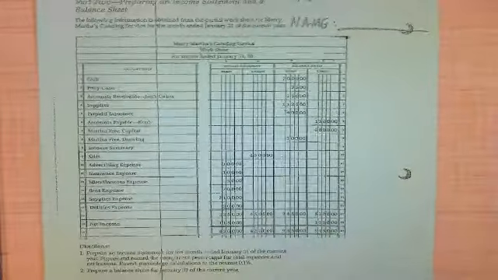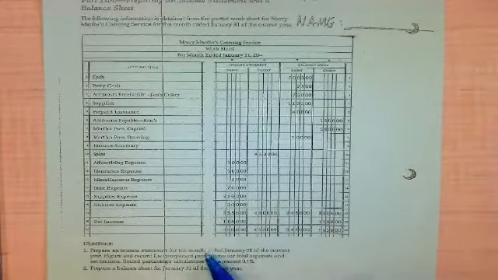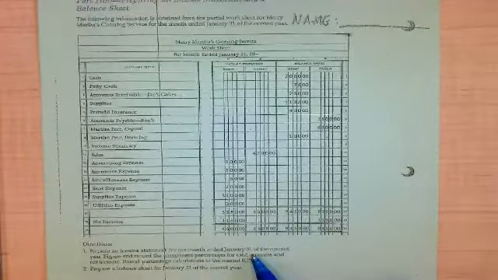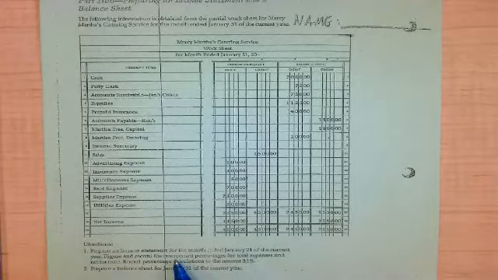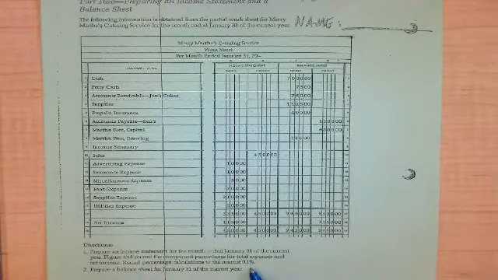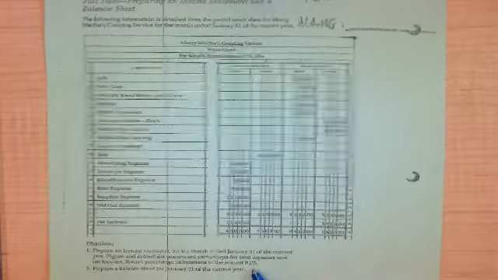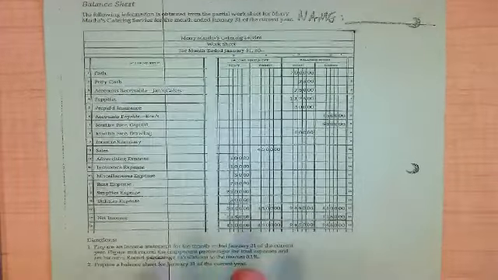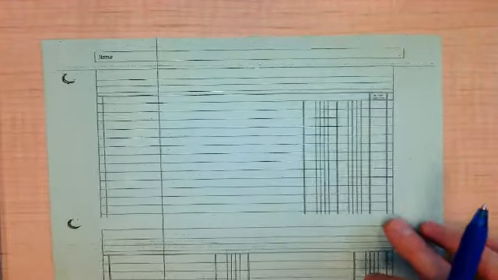So the first part says, prepare an income statement for the month ended January 31st of the current year. Figure out the component percentages for the total expenses and net income. Round to the nearest 0.1. So let's do the income statement first. That's going to be this part.